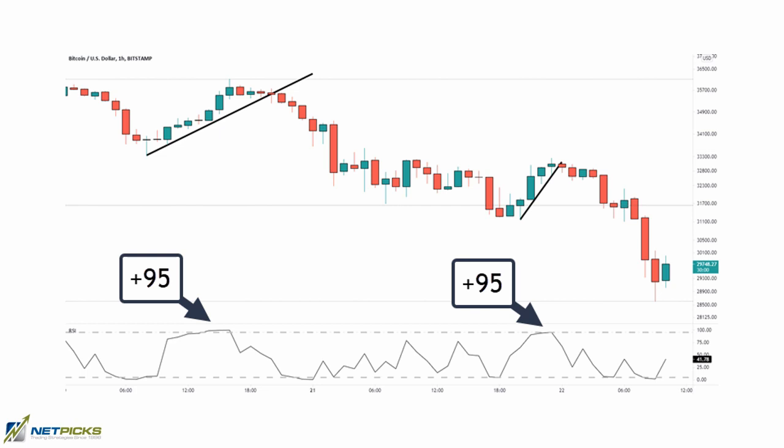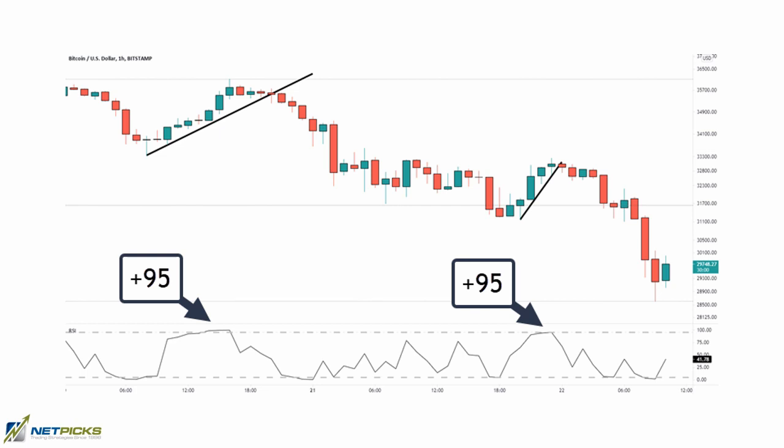This is, again, Bitcoin. Cryptocurrency is clearly in a short-term downtrend. It's the hourly chart. It's making lower highs, lower lows. So once price hits plus 95, we're looking to take a short because the market is overbought in the short term, of course, and this is a bearish signal.